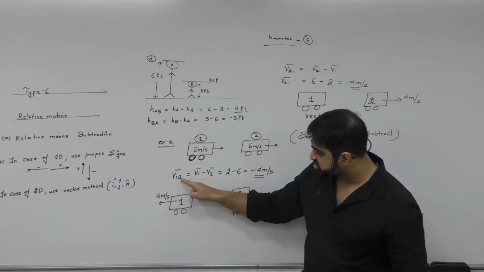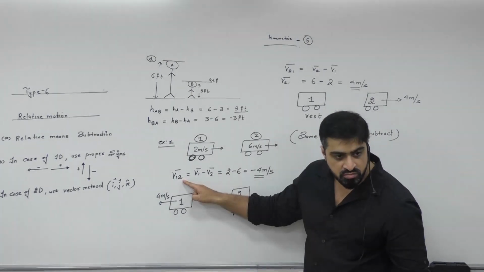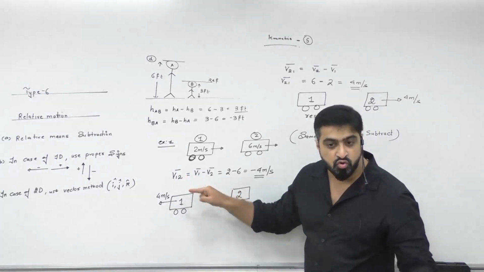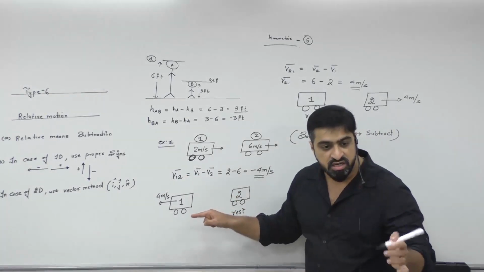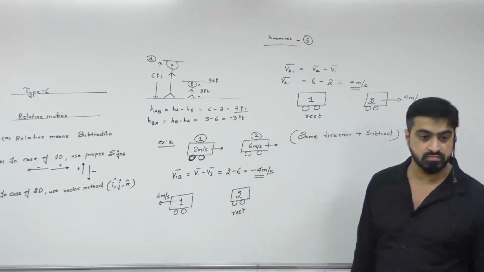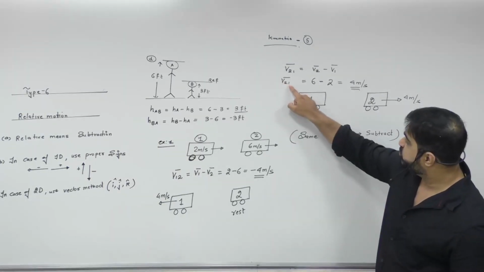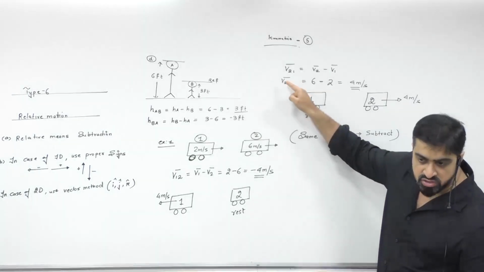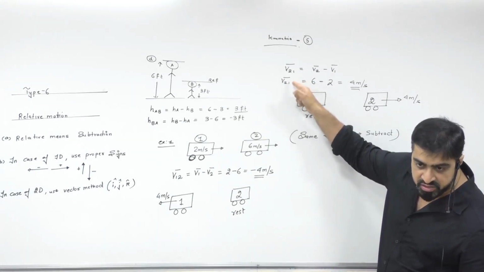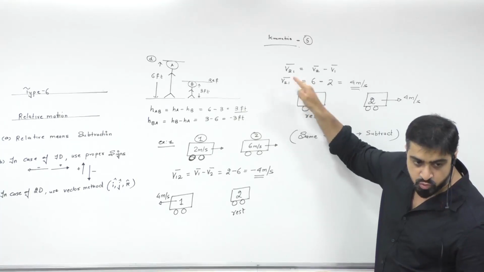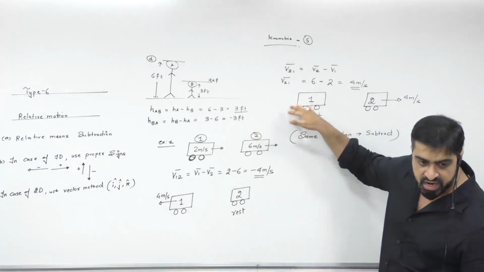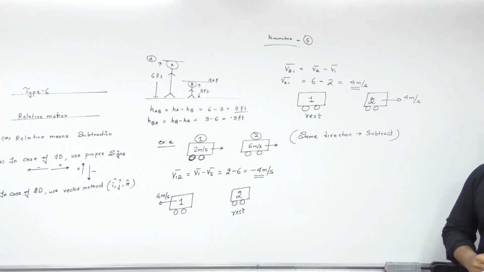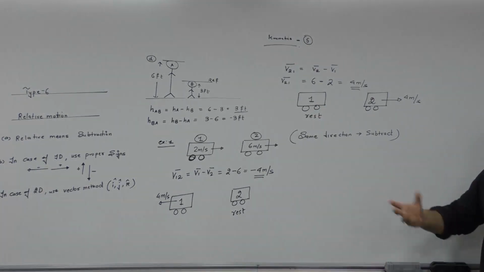Velocity of 1 with respect to 2 means who is looking at whom? 2 is looking at 1. Whoever is looking is assumed to be at rest. V21 bar means who is looking at who? 1 is looking at 2, because this is velocity of 2 with respect to 1. So who is looking at who? 1 is looking at 2. So 1 is assumed to be at rest. Are you getting it? What's happening?